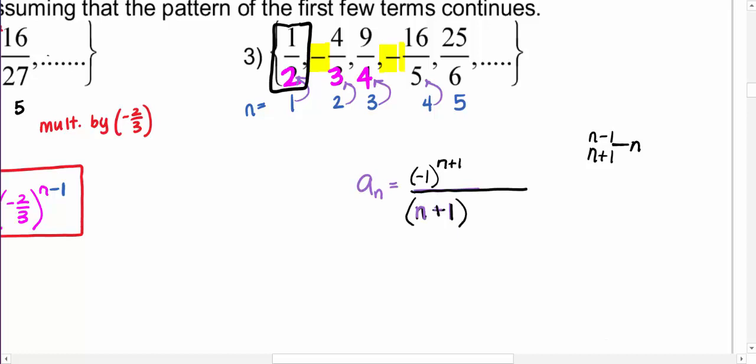Now I need to figure out just these values in the numerator. How do I go from 1 to 4 to 9 to 16 to 25? And if you compare them to the term numbers down here, that might help as well. Well, just look at what you're adding each time. I'm adding 3, then I'm adding 5, then I'm adding 7. Again, I've already taken care of the alternating part, so that negative doesn't come into play anymore. And then I'm adding 9.